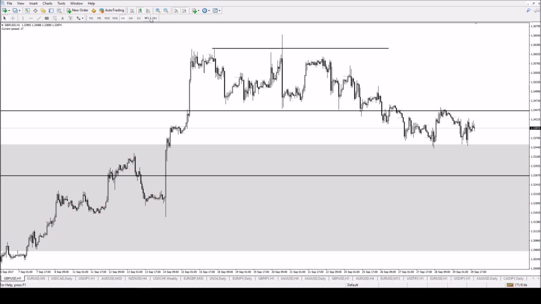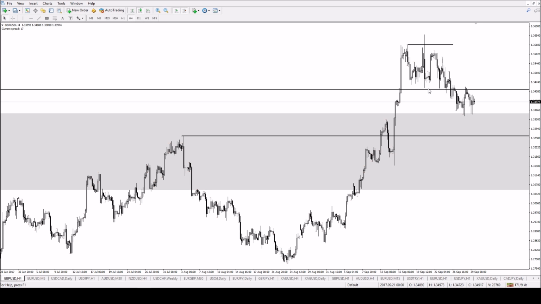If it was to get back above this monthly high here, then obviously I'd have to go back and reassess the situation and start looking for possibly higher prices. Is that making sense now? With this cable.